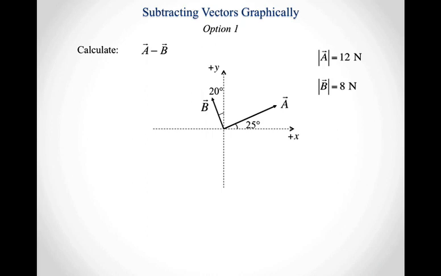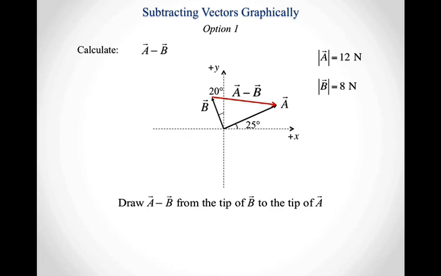And there are two ways to do this. So option number one basically says draw a minus b from the tip of b to the tip of a. So what you notice is that you're effectively drawing this backwards. So a minus b, you're actually going to start with the second vector, the one you're subtracting, and draw to the first vector. And so you're going from tip to tip of the second vector to the first vector. So from b to a.